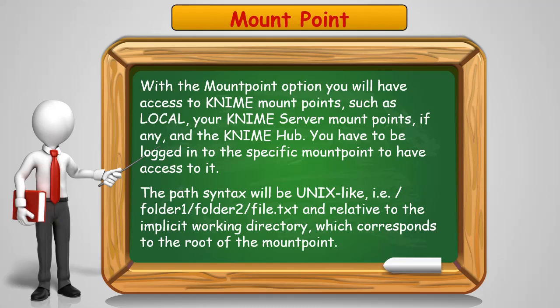Now, another version of the standard file system is called the mount point. A mount point is an option you're going to have access to for anything such as a local mount point, which would be something like, in Windows, if you've mounted an external drive, or maybe in an AWS environment you've mounted an external drive.